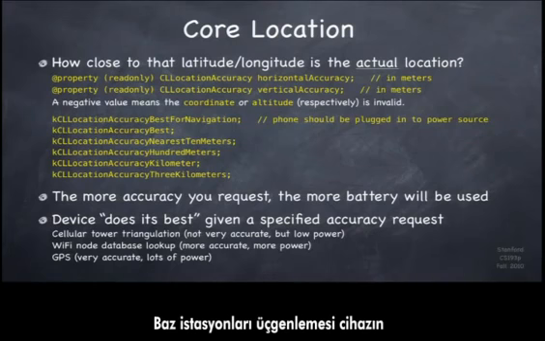Now, current known ways that it can find out where it is: cellular tower triangulation, so it can find out what cellular towers the phone can see from here. That's a pretty good way to kind of see where you are, generally pretty low accuracy.